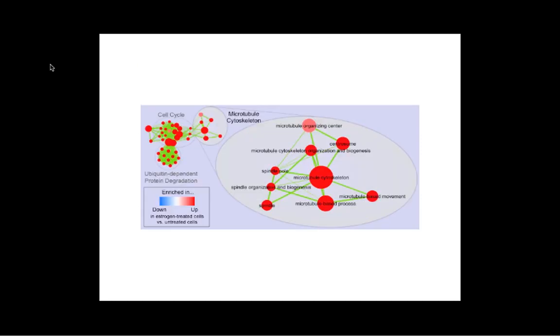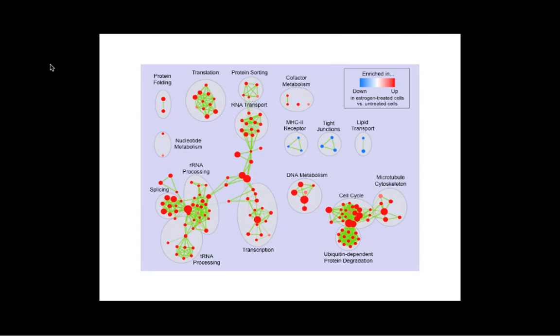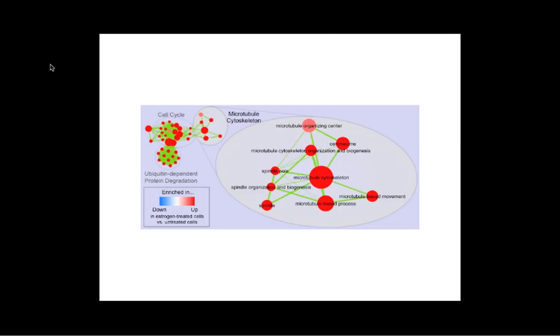Here's a zoom in so you can see the actual names of the terms. In the previous map, we removed the names of all the terms. When you see this in the Enrichment Map plugin, you'll see all the term names. So we've labeled all these terms. We've summarized them as microtubule and cytoskeleton, but they have names like microtubule organizing center, centrosome, and spindle, and other things like that. So all of these terms, these pathways, are related to each other.